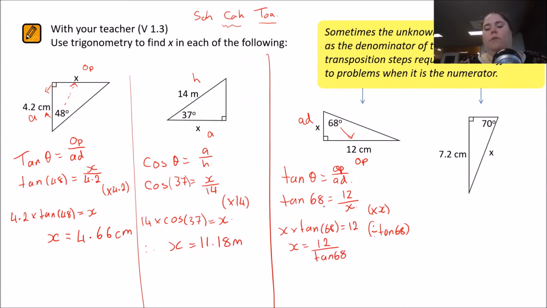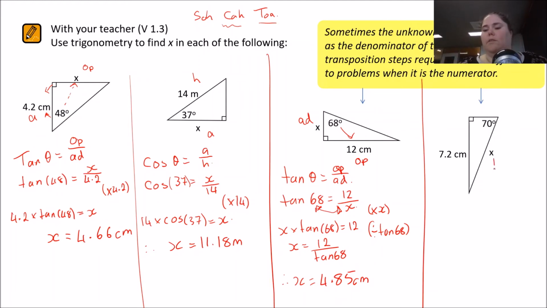The other way to think of it is if I've got that x on the bottom, I'm swapping these two around to get the x by himself. So then x equals 12 by tan 68, which is 4.85 centimeters. Beautiful. One last one.